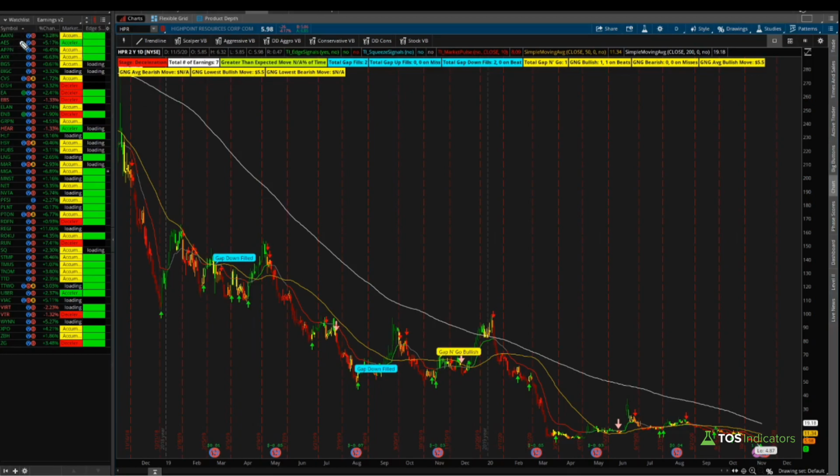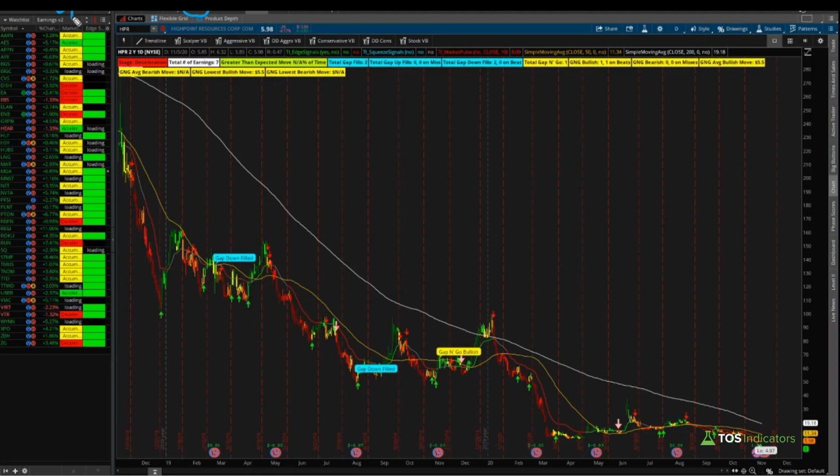Now, here on the left-hand side in this watch list, I have a list of all of those earning stocks. This is based off of the list provided by Earnings Whisper. You can also scan for this in Thinkorswim. And then I've narrowed it down based off of any stocks that have at least a $20 stock price and at least 500,000 in volume. So stocks that I think you would normally care to trade.